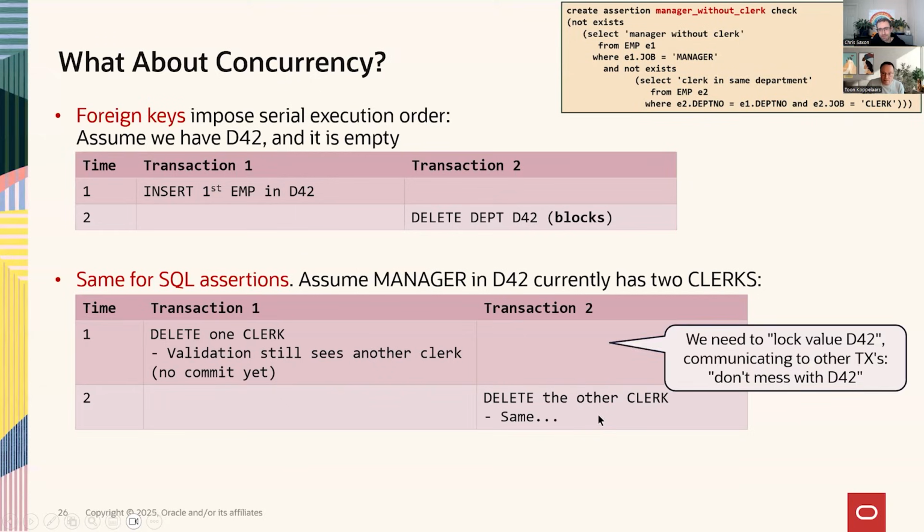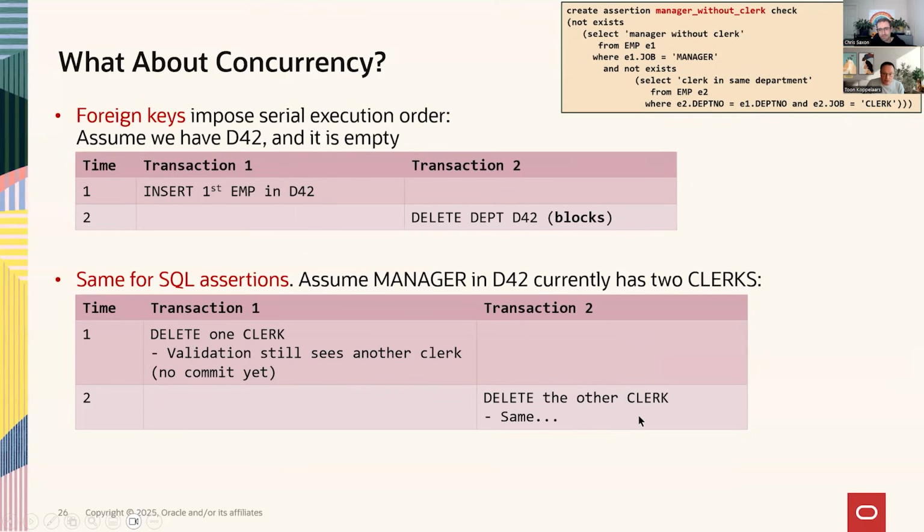Now, if at the same time I'm going to delete the other clerk here, well, the same code is going to fire. We're going to detect that this is an event where we need to spend time on revalidation. But if we were to run the same revalidation query again, then we're still seeing the other clerk, right? Because this delete was not committed yet. So this delete must be forced to be blocked until this delete is either committed or rolled back.